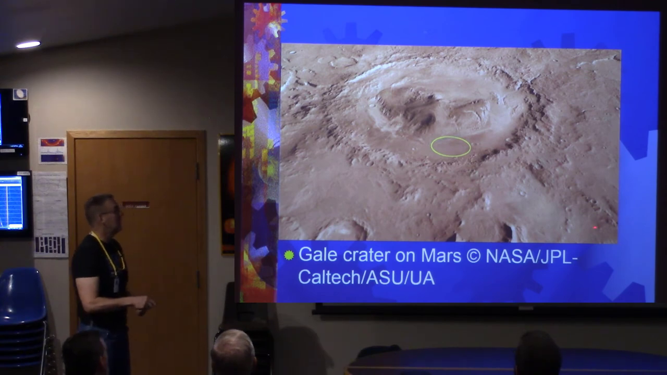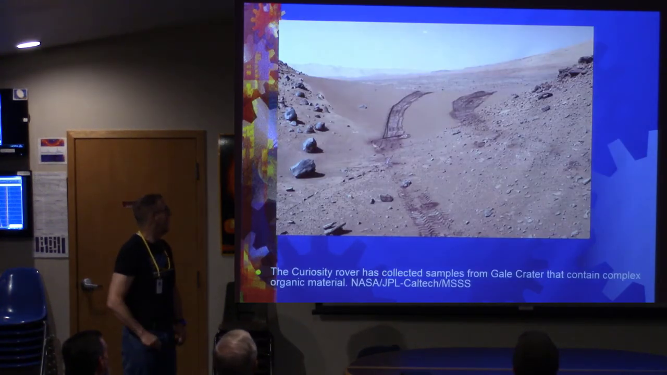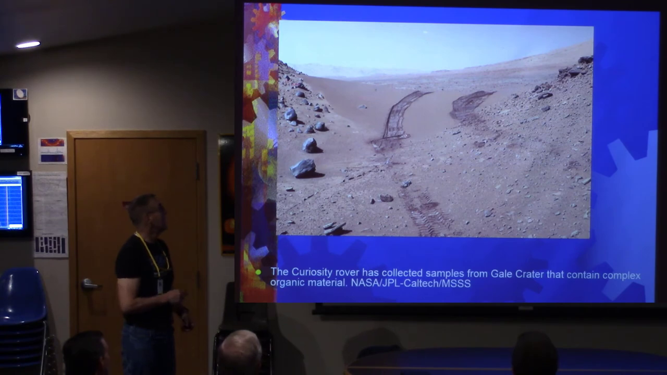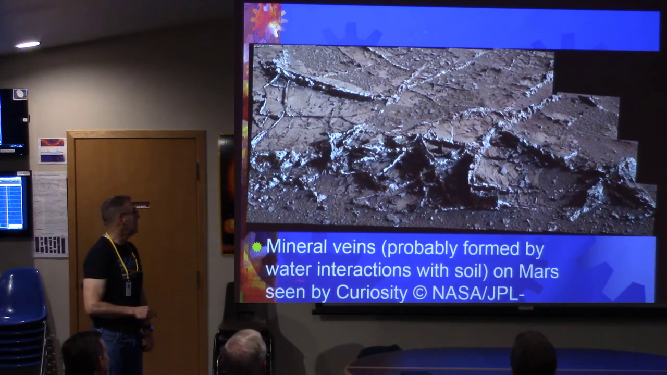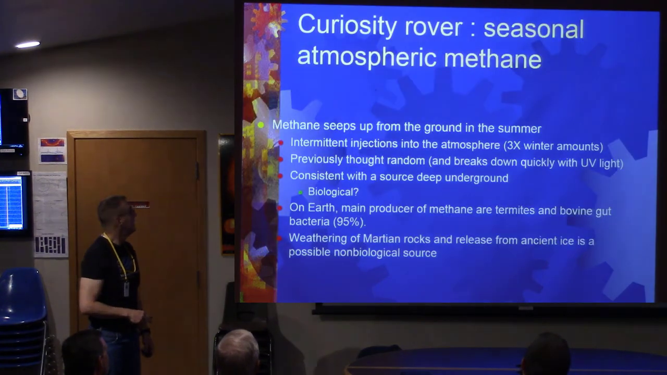Rather than out here, where it's the same geologically. There are tracks of its wheels coming over the sand dune, or the powder dune, towards where it currently is. I mean, that doesn't look like New Mexico back there, does it? We have mineral veins, probably formed by water interactions with soil. This looks like, I think it's gypsum again, maybe, I'm not sure.